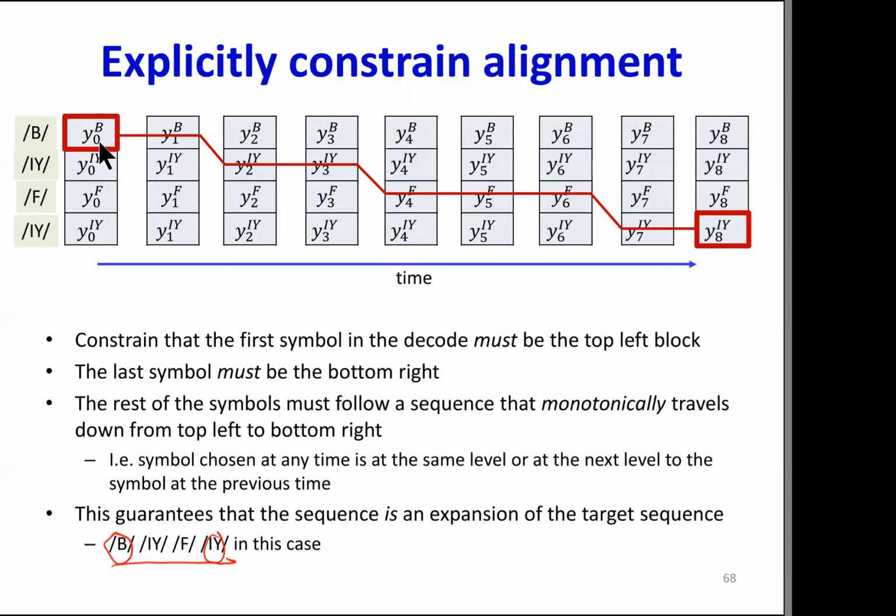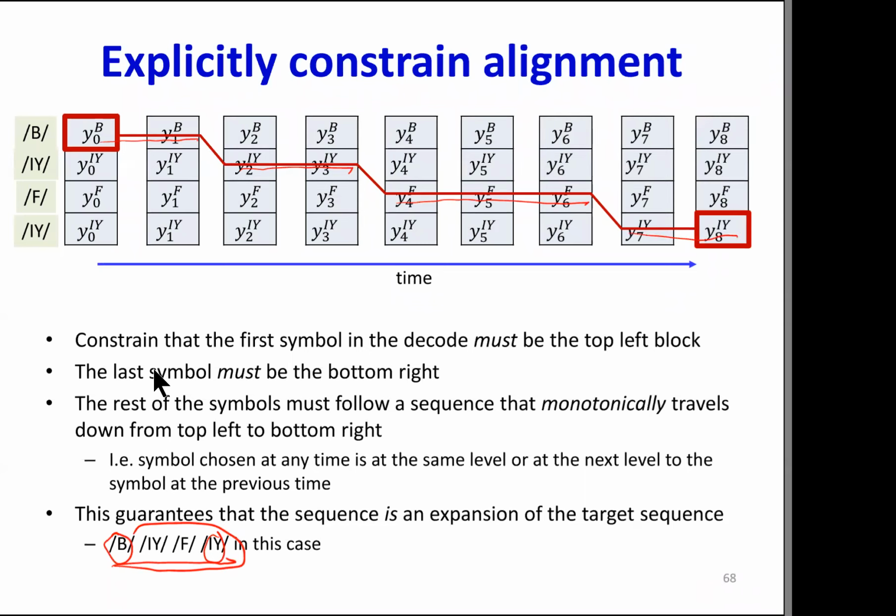The last symbol has to be E. So I'm going to say that this final symbol over here is E. But thereafter, I want whatever sequence I get to compress to exactly beefy. So I can have sequences of B's, which must be followed by sequences of E's, which must be followed by sequences of F's, and then followed again by sequences of E's.